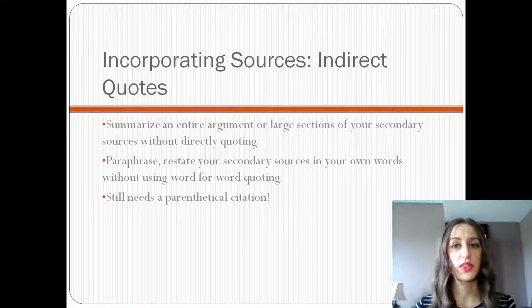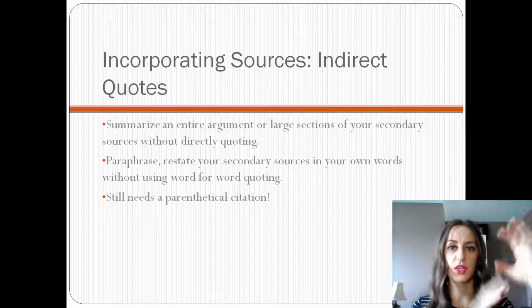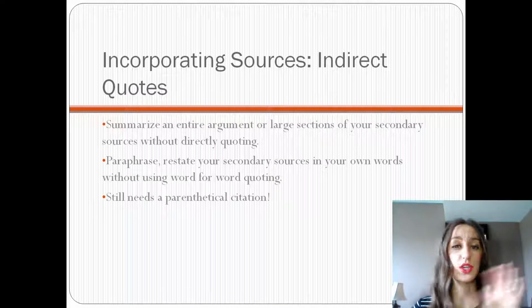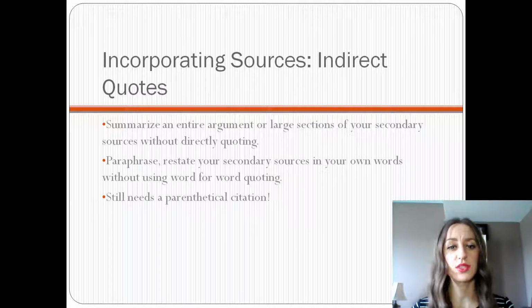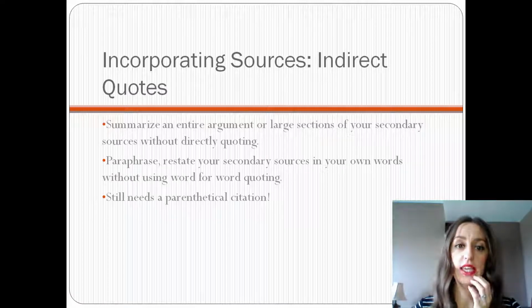And then second, and very closely related, is paraphrasing, all right? Summarizing and paraphrasing sometimes go back and forth. But paraphrasing is when you restate something your secondary source said, but in your own words, once again, without quoting them word for word. Here's the key thing to remember about indirect quotes.